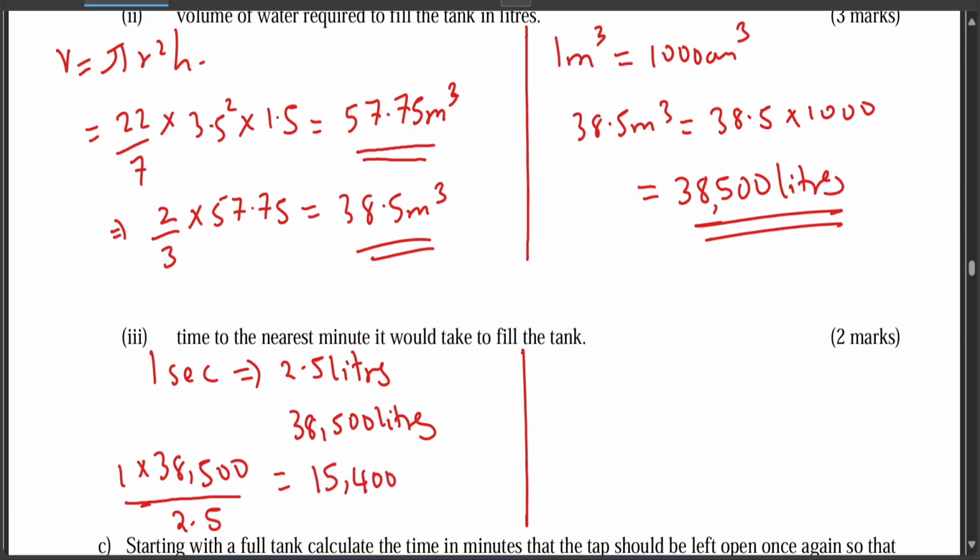So let's take 38,500 divided by 2.5, which gives us 15,400 seconds. We can change seconds into minutes by dividing by 60. If you divide it by 60, you change it into minutes, and it gives you around 256.67 minutes. But if you change it to the nearest minute, it should give you 257 minutes. Okay.